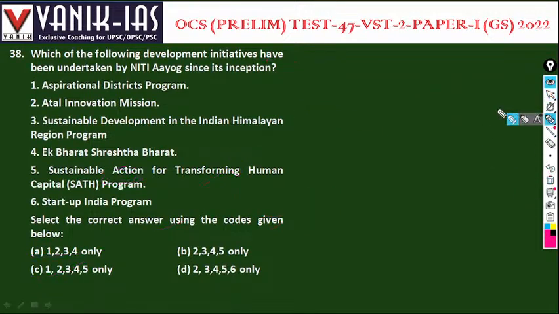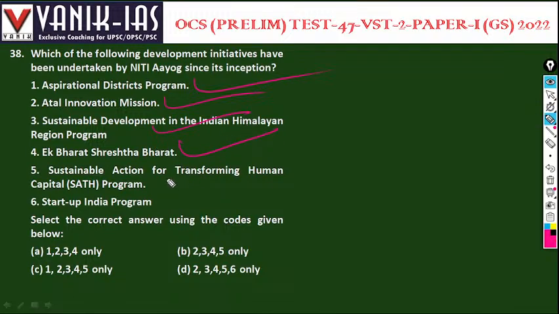Which of the following development initiatives have been undertaken by NITI Aayog since its inception? NITI Aayog abolished the Planning Commission. Aspirational District Program, yes, around 114 aspirational districts, the backward districts. Innovation, yes, it is a think tank, but also for innovation, sustainable development for the Indian Himalayan region, Ek Bharat Shreshtha Bharat. Yes, it is an initiative of NITI.